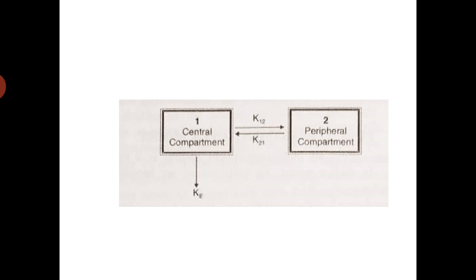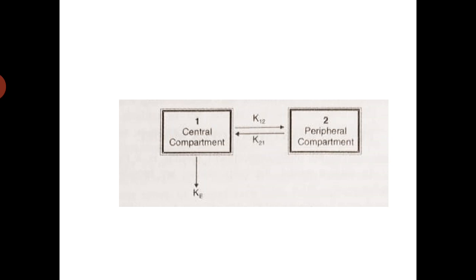So the initial reduction of the drug can happen only in the central compartment, not in the peripheral compartment. The immediate reduction or the loss of drug in the body happens through the central compartment by the process of excretion. So if the absorption completes, what happens? The drug molecule starts reducing in the central compartment.